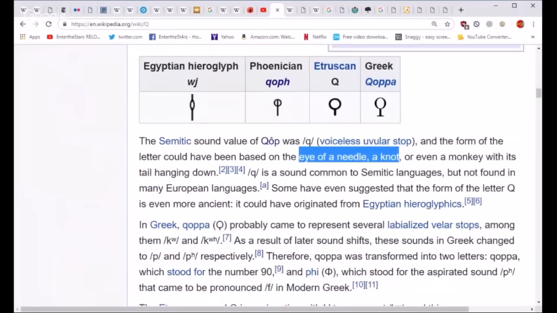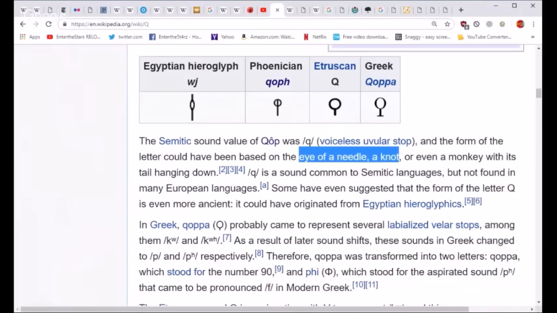Now, this part's interesting because what you're dealing with here is a gate. We know that the Egyptians had a fascination with the underworld. I'm going to show you images of that and how it relates to the letter Q. But this eye of the needle, it sounds like they are talking about a gate to another world.